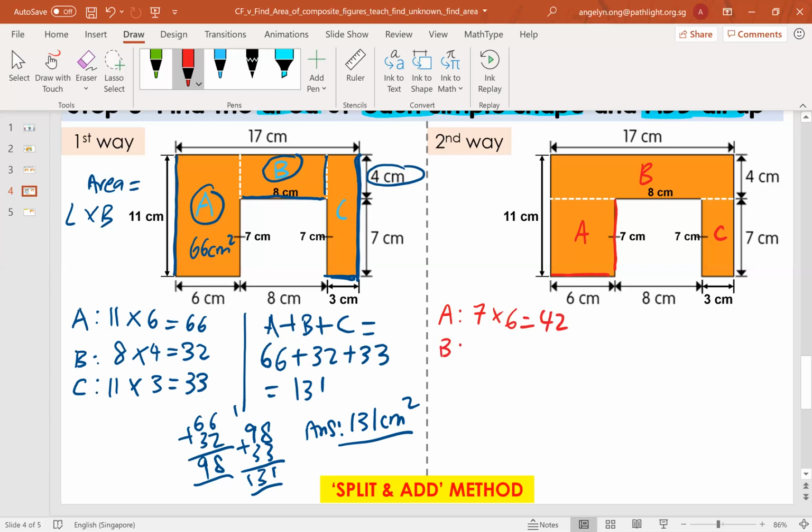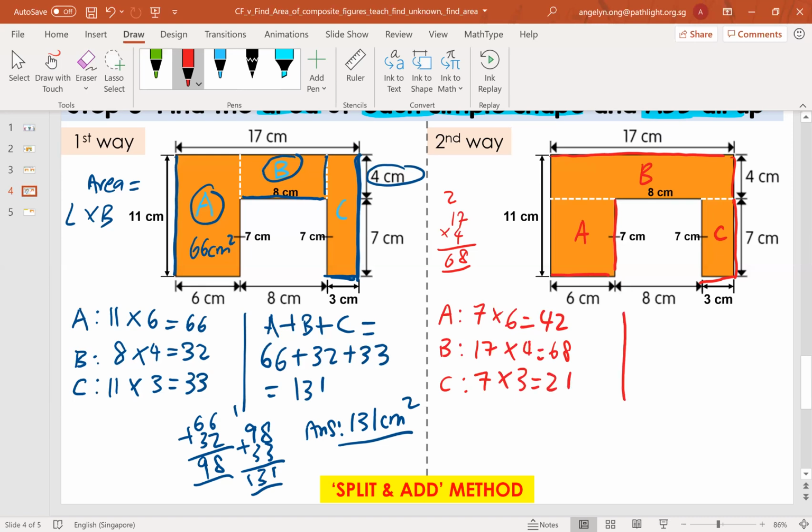Then B, okay, the length is 17 and the breadth is 4. What will we get? 17 times 4, that will give us 68. Okay, and then finally for C, the length is 7 and the breadth is 3. 7 times 3, that gives us 21.